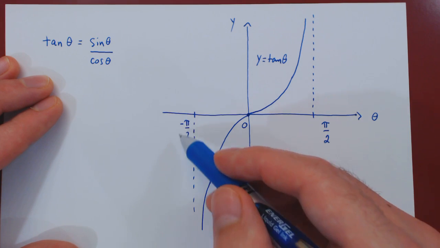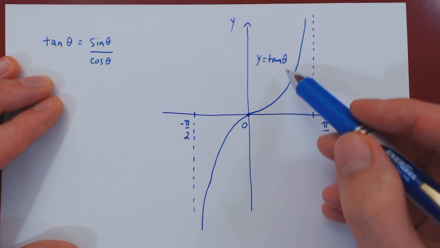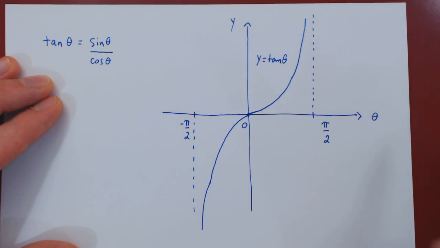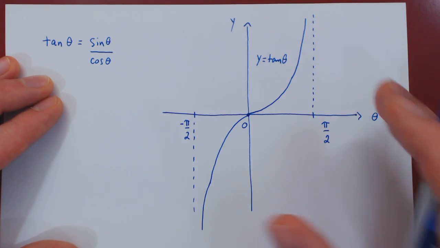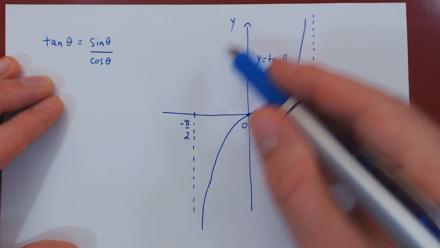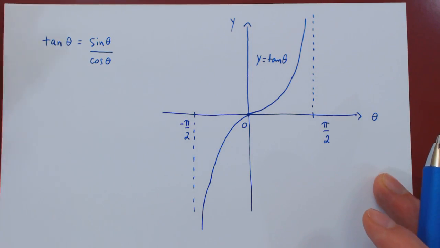But only between negative pi over 2 and pi over 2. The tangent function is periodic, so if you want the graph over the entire theta axis, simply copy-paste this up and down the axis, and you will have the complete graph of tangent of theta. And that's it.